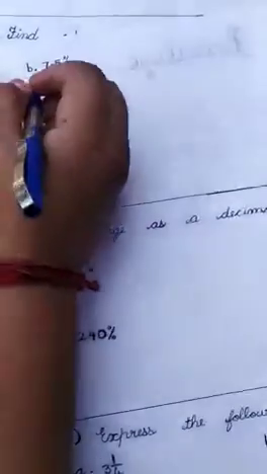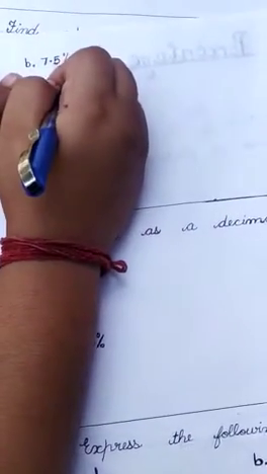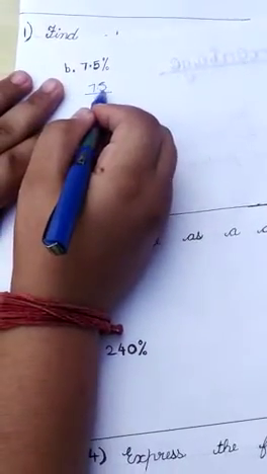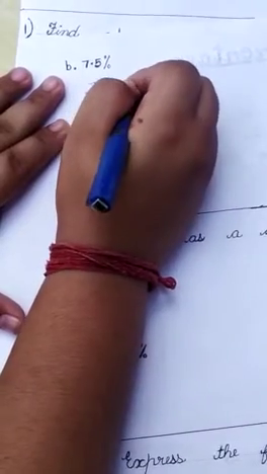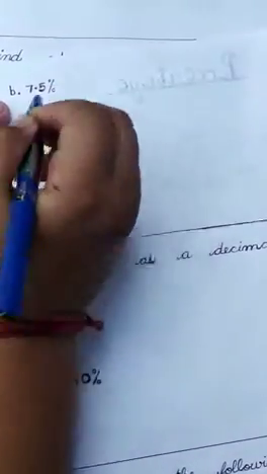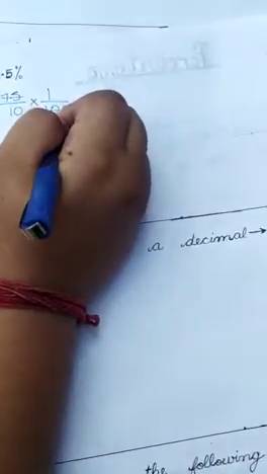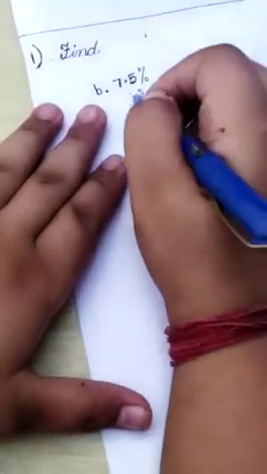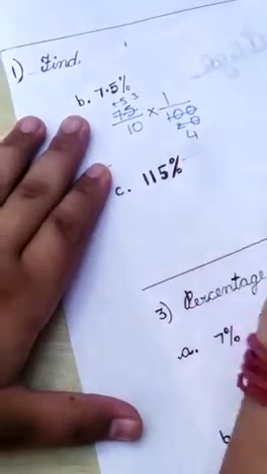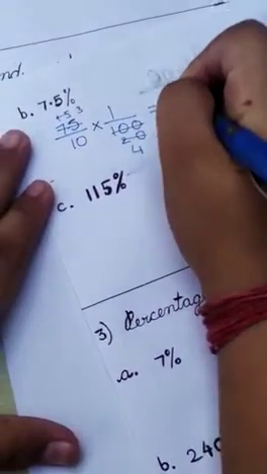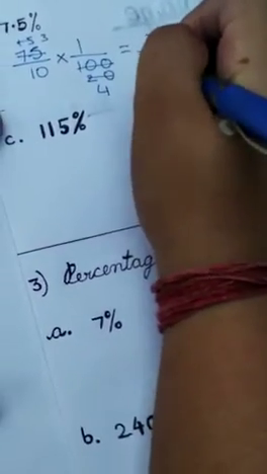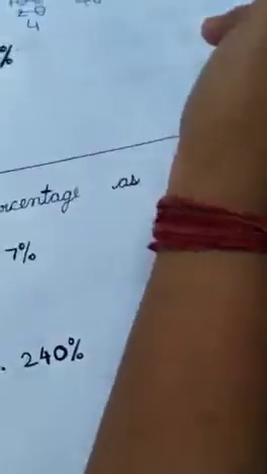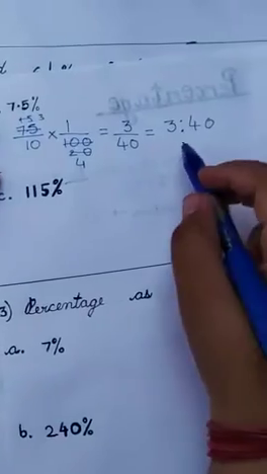Some more examples. 7.5%: 7, and after the point there is only one digit, so we will write 75 upon 10 into 1 upon 100. Now reduce it. 5 2s are 10, 5 1s are 5, 5 5s are 25, 5 4s are 20. So we are getting 3 1s are 3 and 10 4s are 40. In ratio it will be written 3 is to 40.